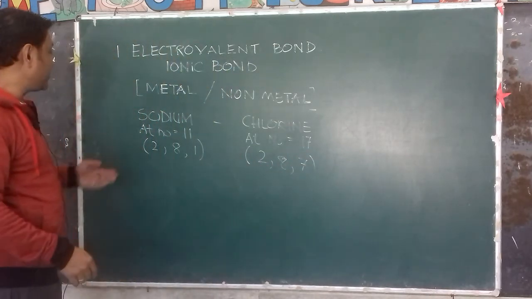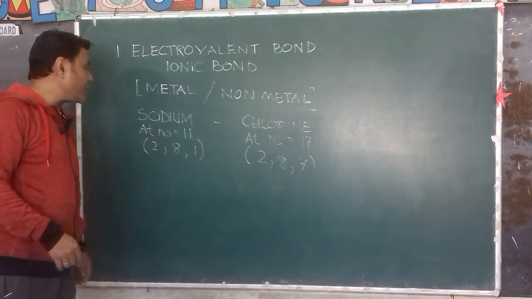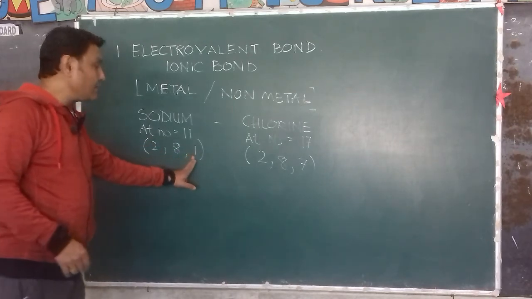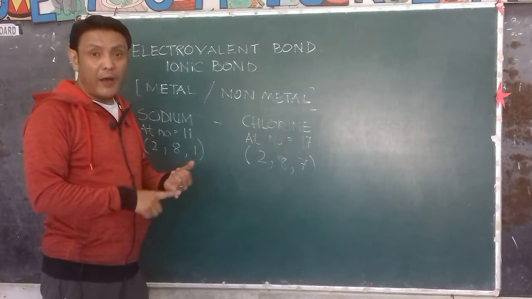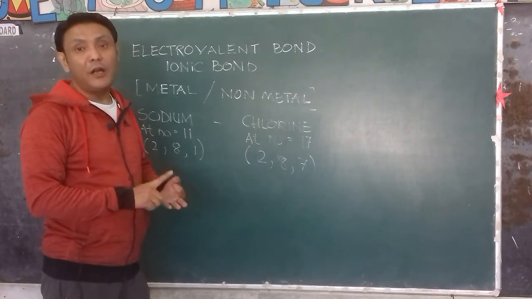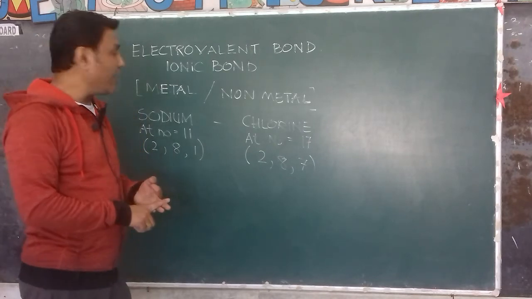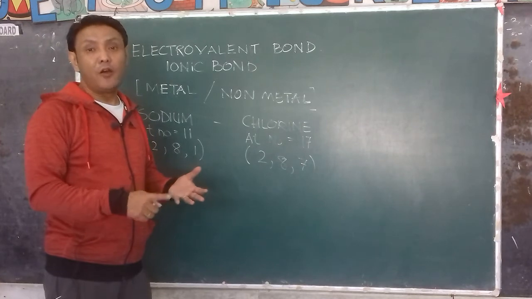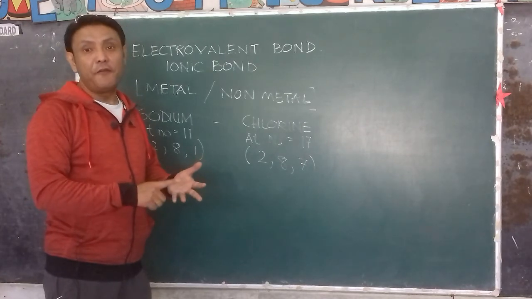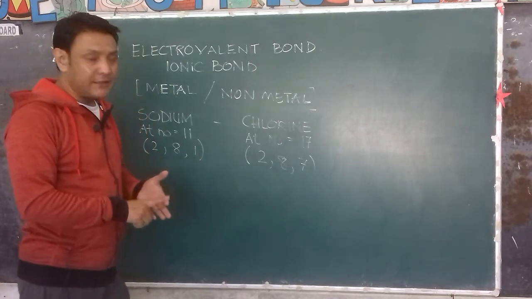So how many electrons in the outermost shell does sodium have? It has 1. Therefore it is a metal. Metals always have either 1 or 2 or 3 electrons in the outermost shell, and non-metals will always have more than 3, that is 4, 5, 6 or 7.